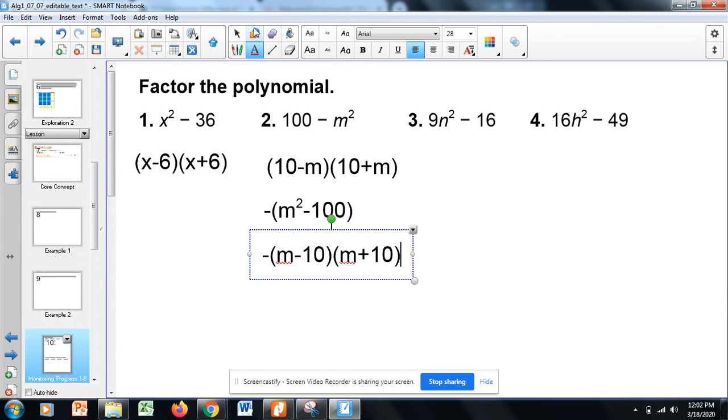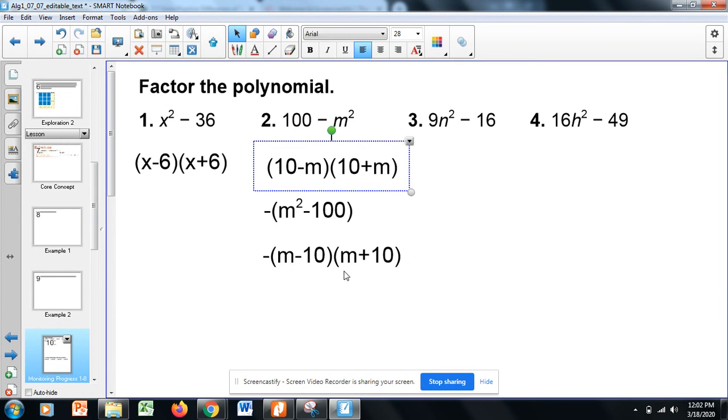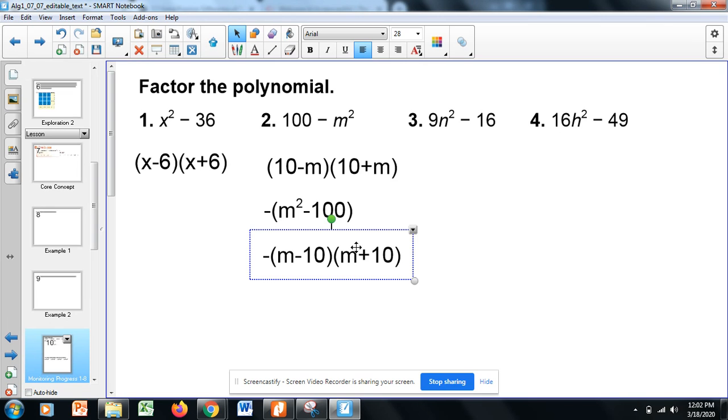So both of these are correct. It depends on how you factored it. If you factored it as is, or if you factored out with a negative 1 as a GCF, then you have to write down your factors correctly.